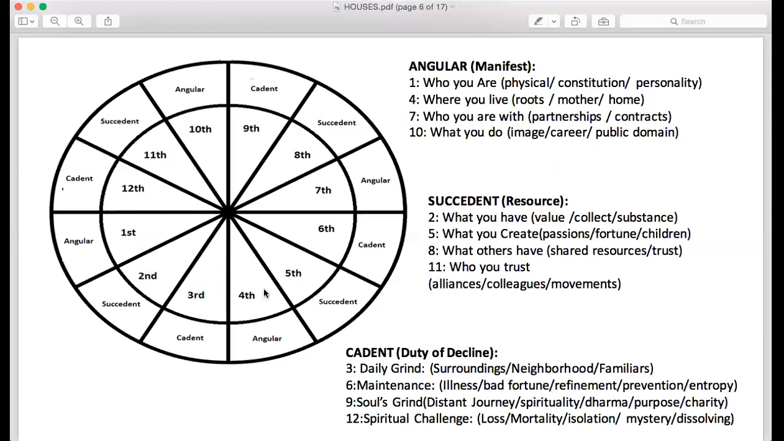2 squared is 4. So your immediate movable assets strengthen and set up the fourth, which is the fixed assets, right? Where you live and vehicles and things like that as well. But that's angular. But we're back to succeedent. Then we have the 5th, which is what you create: passions, fortune, and children.